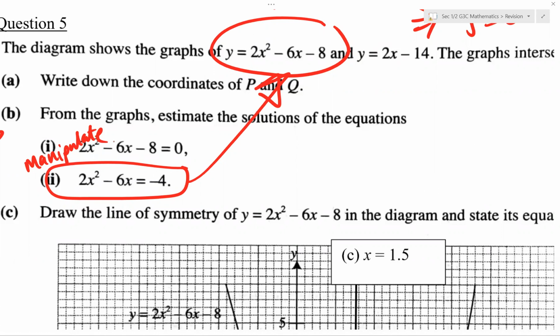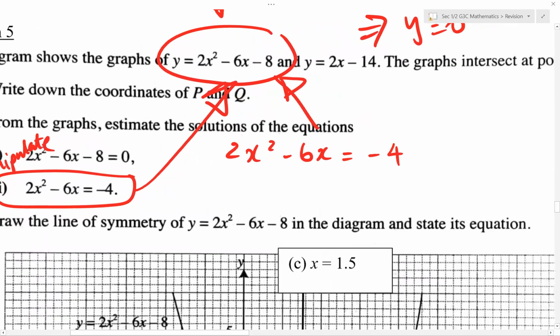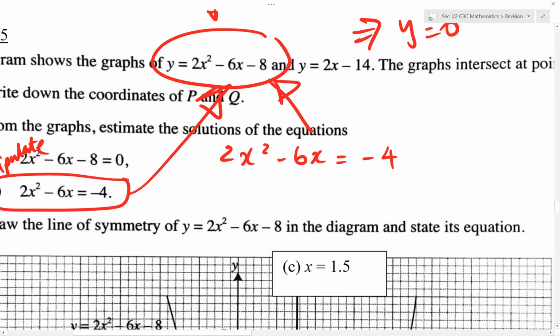So we did some examples in class. Write down your 2x squared minus 6x equals -4. Now manipulate it to what you already have drawn. You have drawn 2x squared minus 6x minus 8. In the equation you need to solve, you don't have -8. See that? You don't have the -8. I want it to look like the graph I already have.